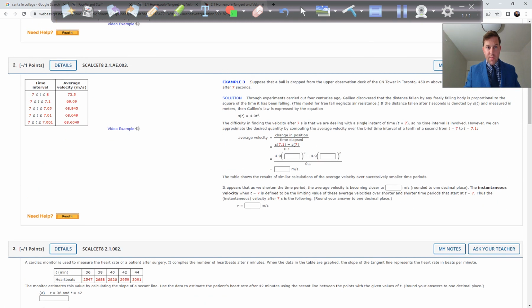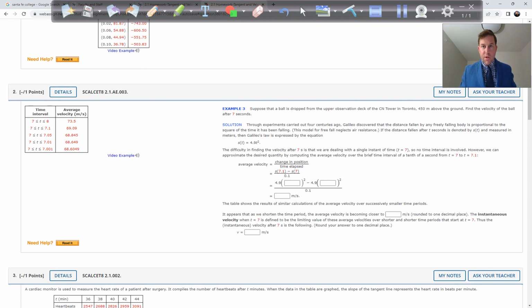Okay, let's look at problem 2. We're going to have a similar kind of problem. It says, suppose that a ball is dropped from the upper observation deck of the CN Tower in Toronto, 450 meters above the ground. Find the velocity of the ball after 7 seconds. Through experiments carried out 4 centuries ago, Galileo discovered that the distance fallen by any free-falling object is proportional to the square of the time it has been falling. This model for free fall neglects air resistance.